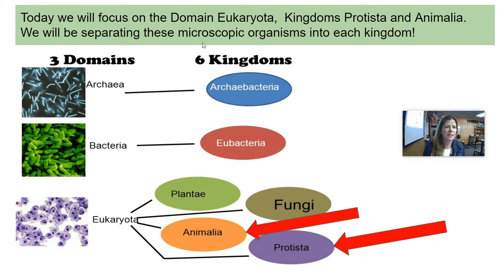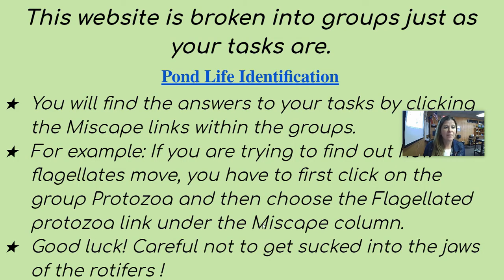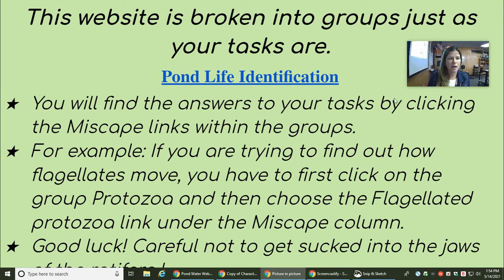We'll be separating these microscopic organisms into each kingdom. So out of the three domains, our focus today is Eukaryota, and we're going to be looking at the animal kingdom as well as the Protista kingdom on a microscopic level and separating the organisms. So we have a website that is going to take us through our tasks today of pond life identification.